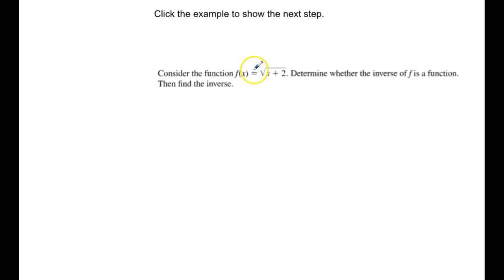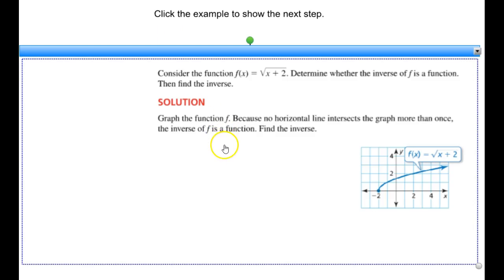Now I'm going to look at this function. F of x equals the square root of x minus 2. Determine whether the inverse of f is a function and then find the inverse. The first thing I want to do is graph my function. So here I've got my square root of x minus 2. Then I look at my horizontal line test and I see that there's no place on this graph where a horizontal line will touch the graph more than once. So the inverse is a function. Now I can find the inverse.